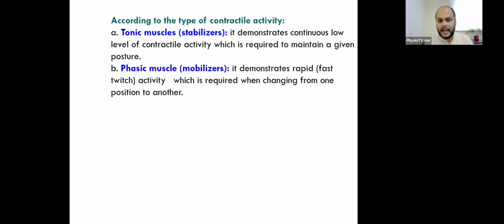A phasic muscle is a mobilizer. It demonstrates rapid activity, which is required when you're changing positions from one place to the other. Suppose I have to pick up a 10 kg box and keep it in one place. I can do it the first time, I can do it the second time, but over a period of time, as I keep going, I will start getting fatigued, because this is the phasic activity of the muscle that I talk about. That is, you have a stronger contraction for a shorter amount of time, but when you do it repeatedly, the muscle goes into fatigue. So your phasic muscles are primarily your mobilizers, whereas your tonic muscles are your stabilizers.